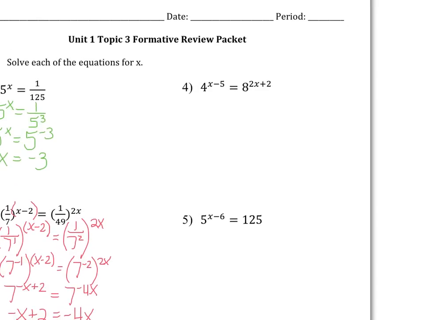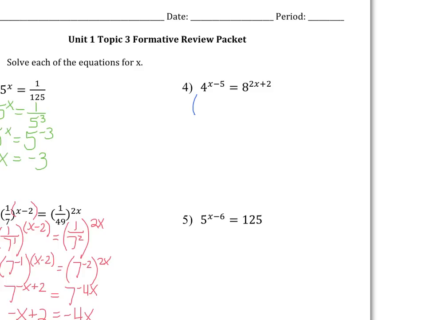For question number 4, we have 4 to the power of x minus 5 equals 8 to the power of 2x plus 2. A common misconception is to try to change 8 into a base of 4, but you can't because 4 squared is 16, which is past 8. However, both of these can be written as bases of 2.